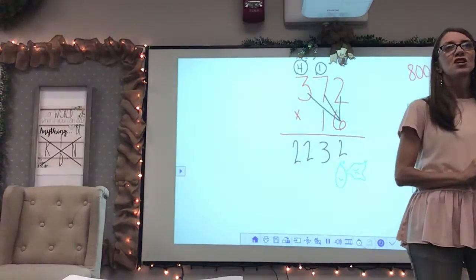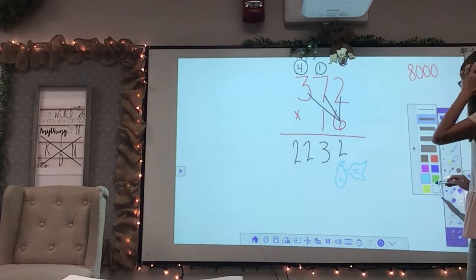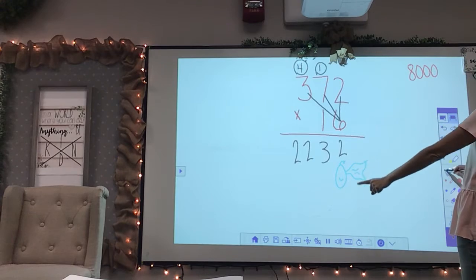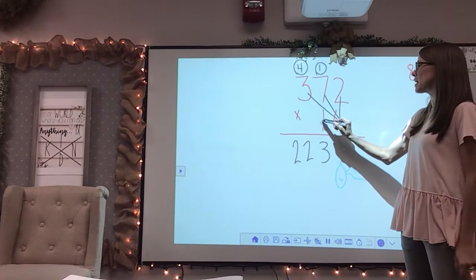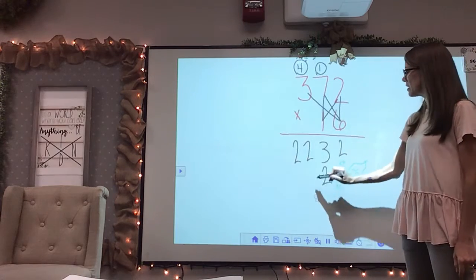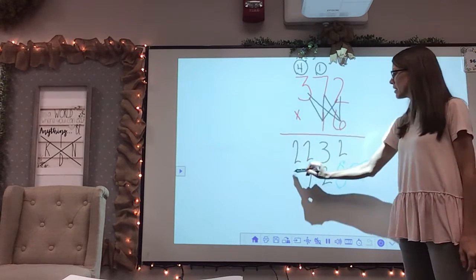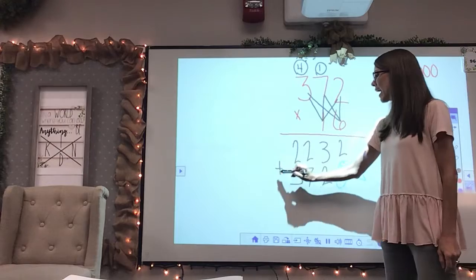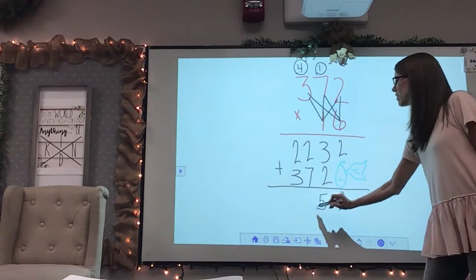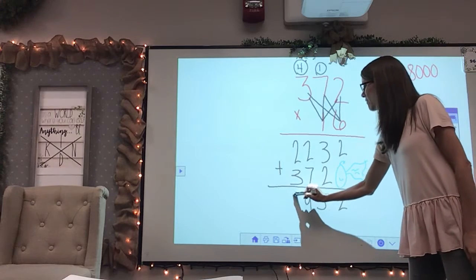Okay? Yes, I really should have made his cape red, but anyways, 0 the hero is super, super important because now that allows us to move on to the tens place. 1 times 2, 2. 1 times 7, 7. 1 times 3, 3. We are going to do what? Add them together. 2, 5, 9, 5.